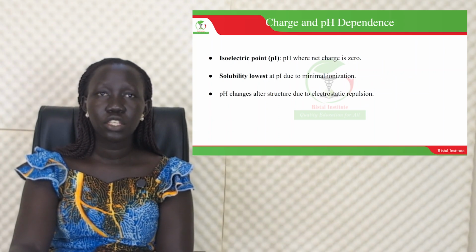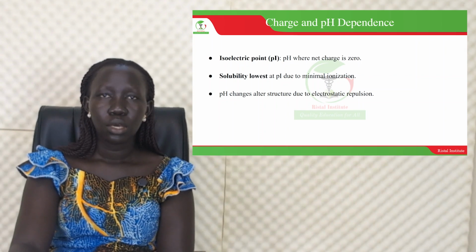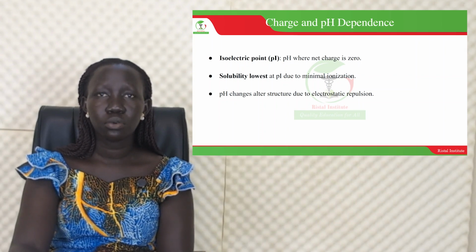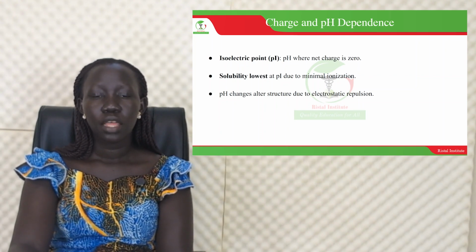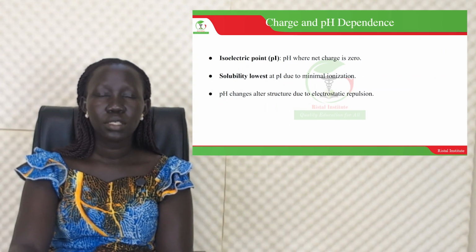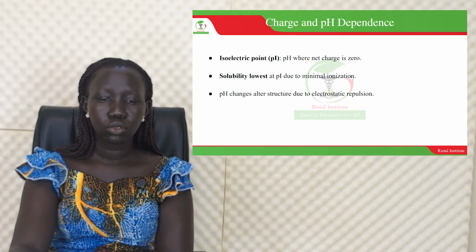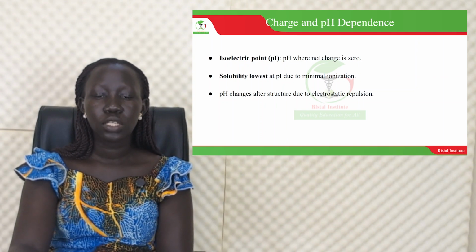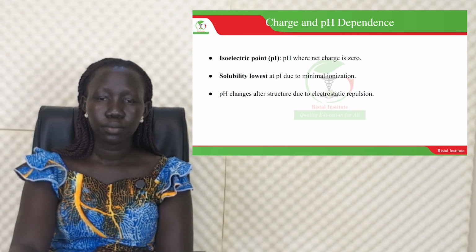The charge and pH dependence. We have the isoelectric point, whereby you find that the net charge is 0. This is a pH point where the net charge is 0. And then solubility is lowest at the isoelectric point due to the minimal ionization. pH changes alter the structure due to electrostatic repulsion.